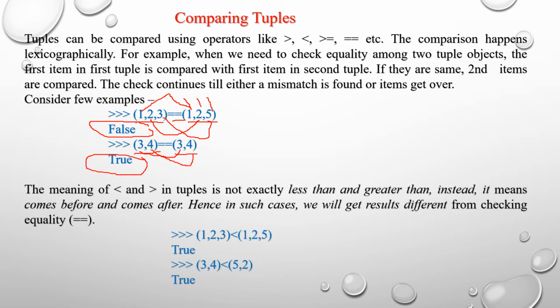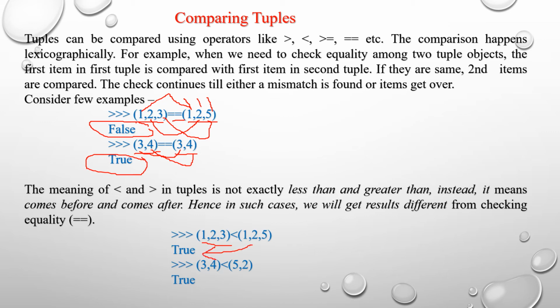The meaning of less than and greater than in tuples is not exactly less than and greater than. Instead, it means comes before and comes after. Hence, in such cases, we will get results different from checking equality. For example, this is my first tuple, (1, 2, 3) less than (1, 2, 5). Here it will give True.